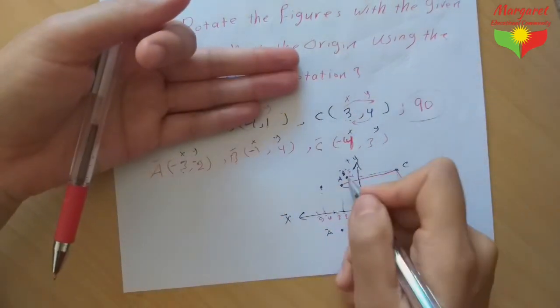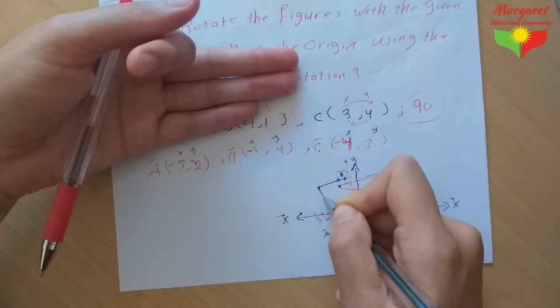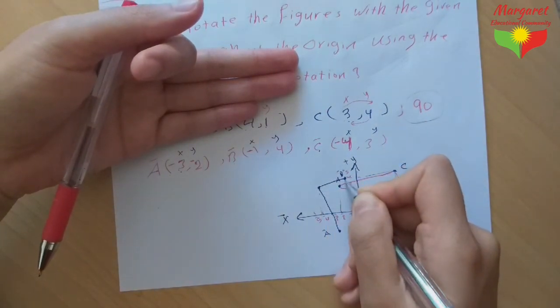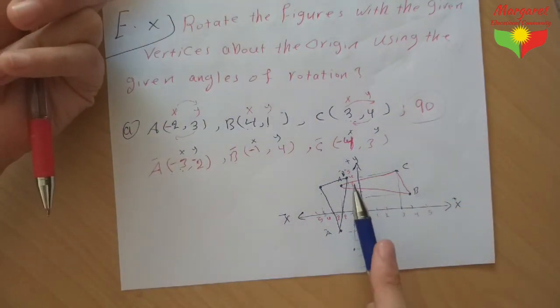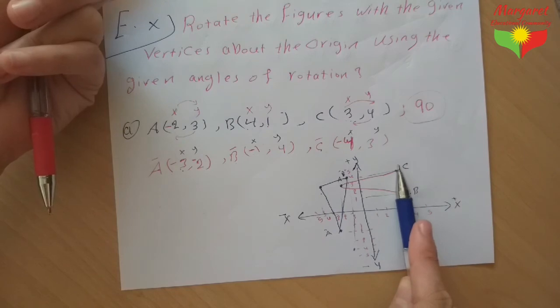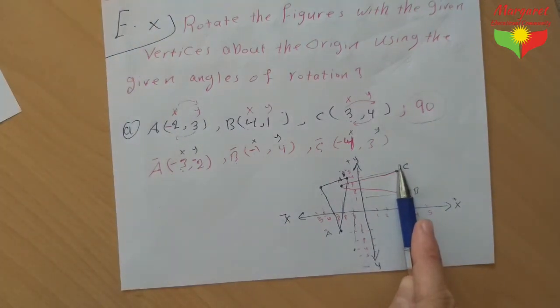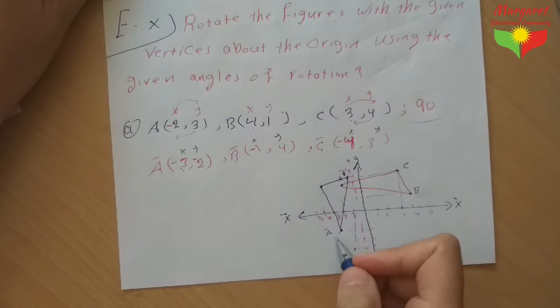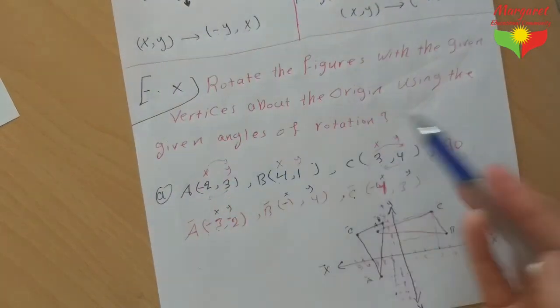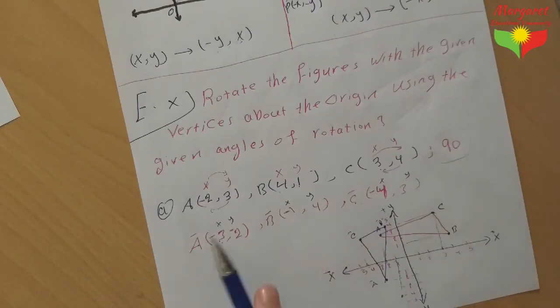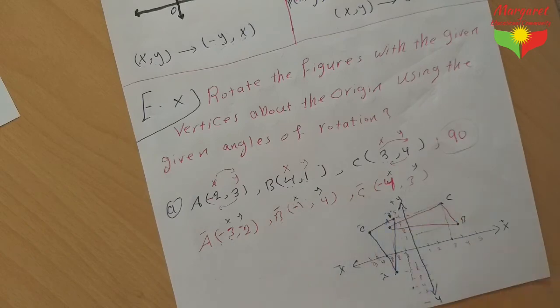Then we connect all the points and get the triangle A, B, C. After finding the rotation by 180 degrees about the origin, it changes to A prime, B prime, C prime.